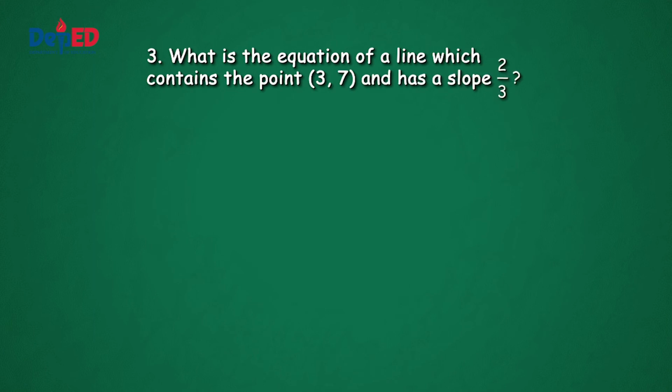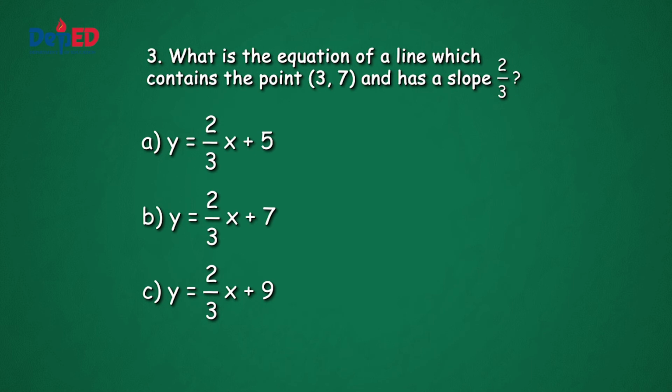Number 3. What is the equation of the line which contains the point (3, 7) and has a slope of 2/3? Is it A, y equals 2/3 x plus 5? B, y equals 2/3 x plus 7? Or C, y equals 2/3 x plus 9?